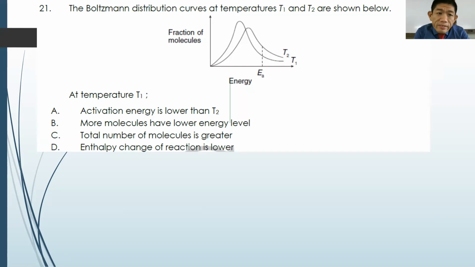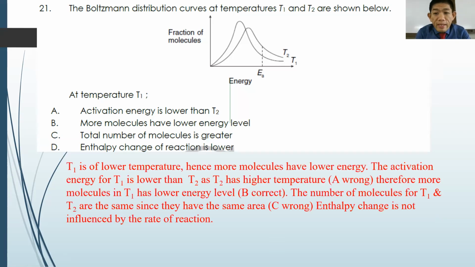So what is true about T1? Number one, at T1, activation energy is lower than T2. Here, the activation energy is actually the same. It's just that more particles in T2 have an energy greater than the activation energy. So more molecules have a lower energy, which is correct. And then number C, the total number of molecules is greater, which is incorrect because they are the same. And then the enthalpy change of the reaction is lower, which is also not correct.